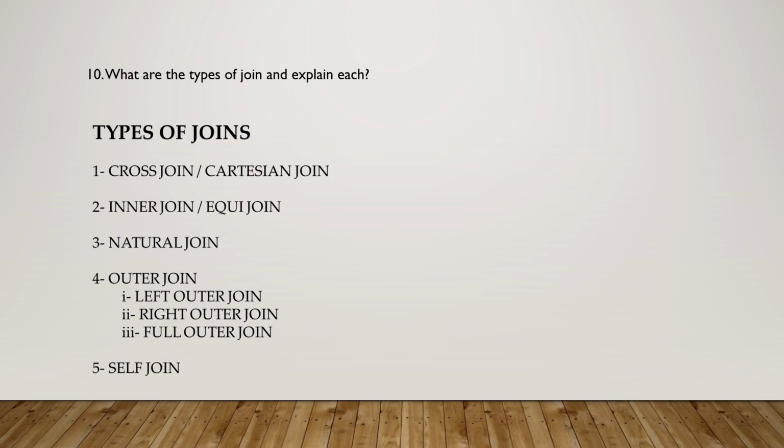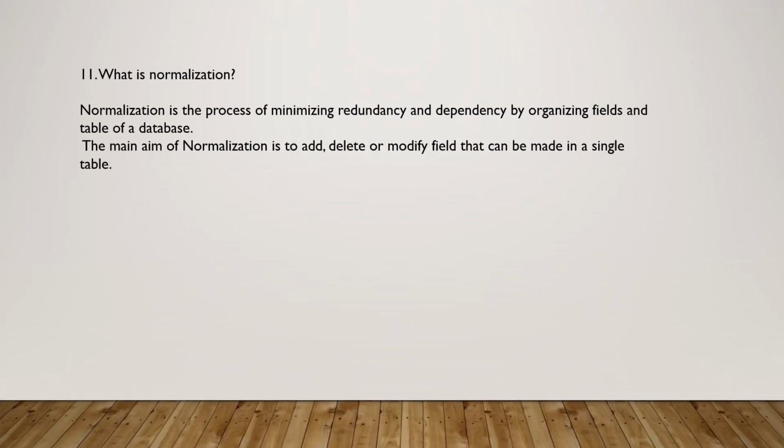What is normalization? Normalization is the process of minimizing redundancy and dependency by organizing fields and tables of a database. The main aim of normalization is that adding, deleting, or modifying a field can be made in a single table.